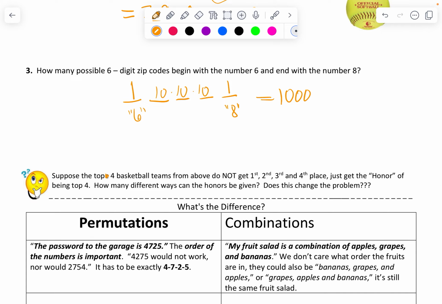Okay? All right. Suppose that the top 4 basketball teams from above do not get first, second, third, and fourth place, but just the honor of being in the top 4. How many different ways can the honors be given? How does this change the problem?